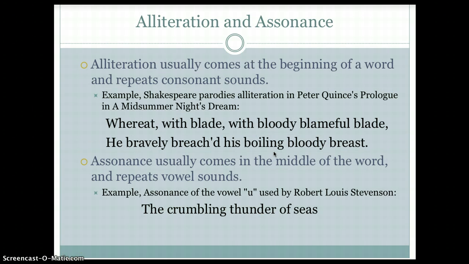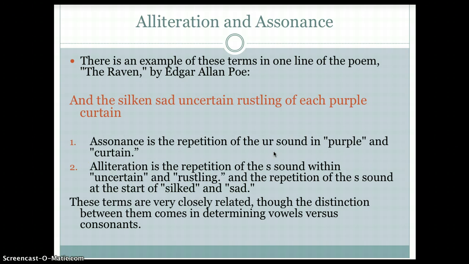Alliteration is at the beginning of the word, repeated consonant sounds. Whereat, with blade and bloody brainful braid, he bravely breached his boiling bloody breast. Assonance usually comes in the middle of the word, so does consonance. Crumbling thunder of seas. If you have The Raven by Edgar Allan Poe and you have the silken, sad, uncertain rustling of each purple curtain, it's almost a tongue twister. You have assonance, you have alliteration, you have a lot going on there in the same thing.